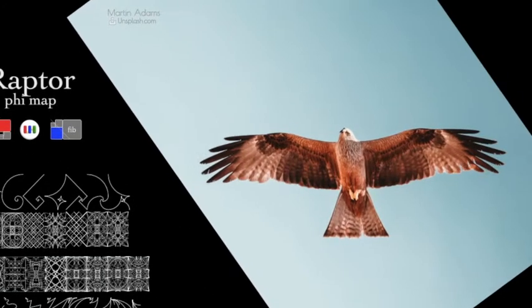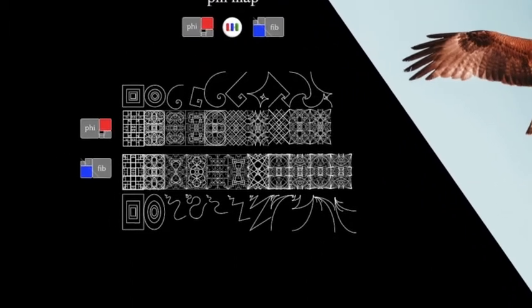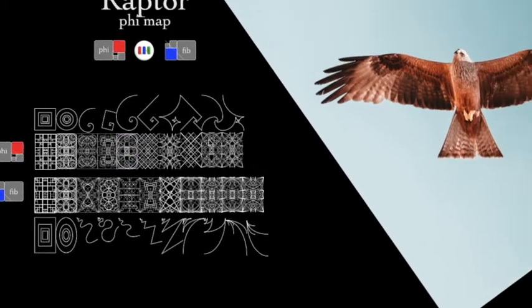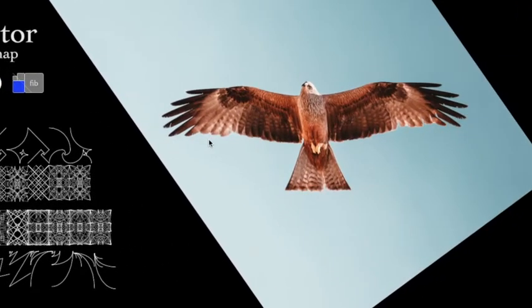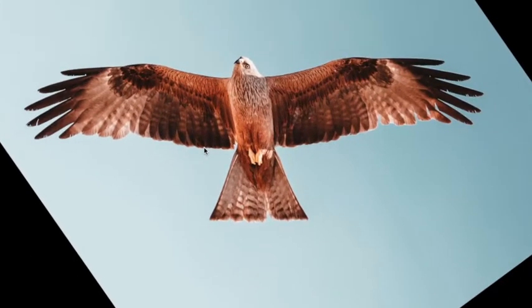Today we're going to look at this bird of prey here, photographed by Martin Adams from Unsplash. These are the two different styles of maps we're going to use. These are the maps and the two different types, the Fibonacci line map and the spiral phi map. These are the parent shapes that we use to create those maps, and we're going to use them to explore the dimensional harmonies in this beautiful creature right here.